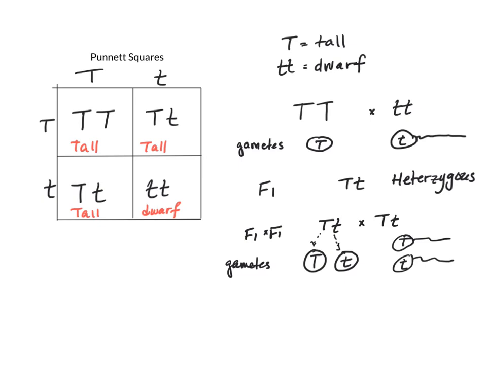Let me maybe do these guys in red. All right, let's look at more than one trait now. We use our T for tall and recessive t is dwarf. And in this case, let's do another characteristic. Let's call it round or wrinkled seeds. So we'll use a W for round, dominant, and then a lowercase w for wrinkled.